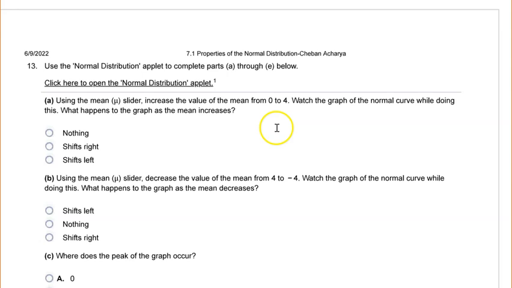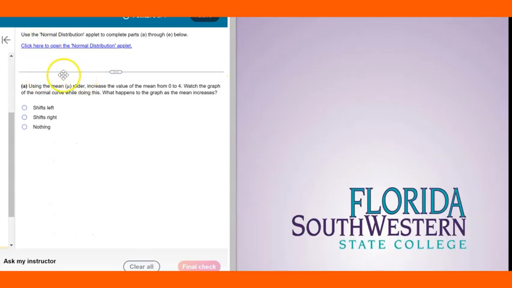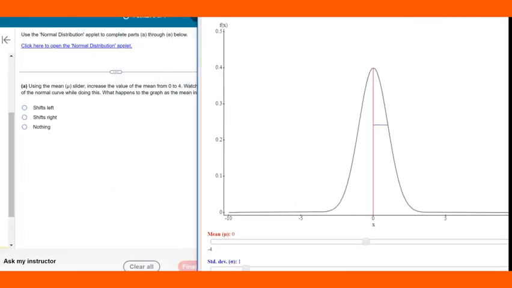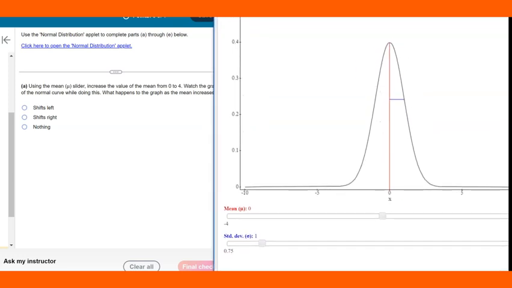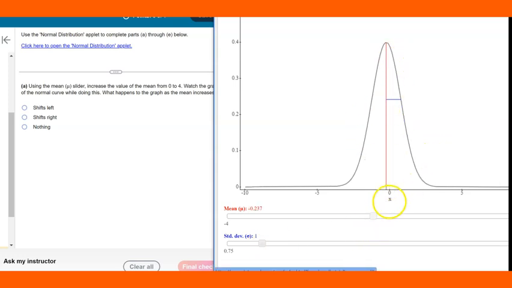Question number 13. Use a normal distribution applet to complete parts A through E below. Here's the applet. You simply click the applet here, and it shows you like this. You have the normal distribution curve, and you see the x value here, and the mean is given, standard deviation is given, but you have a slider. You can slide it and see how this graph changes with the mean and the standard deviation.